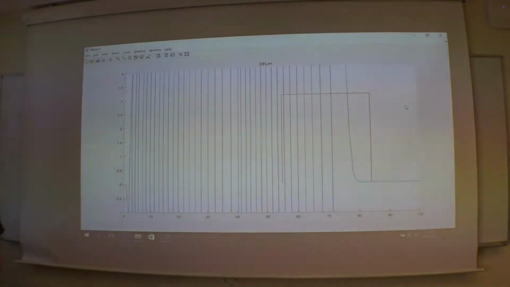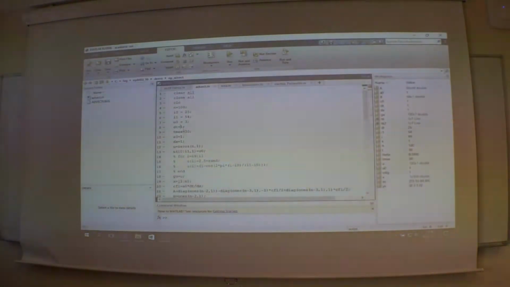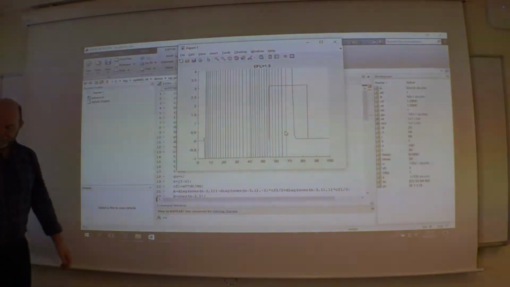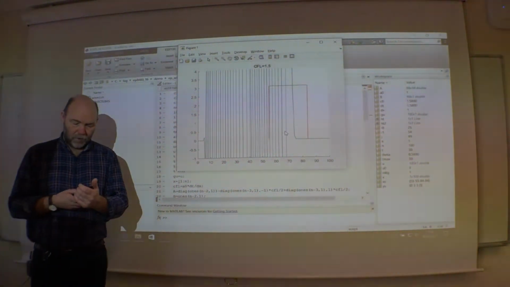Wow. Definitely not stable. Definitely not good. We have no hope. And of course, if you go above, it's even worse. Something is very, very wrong.